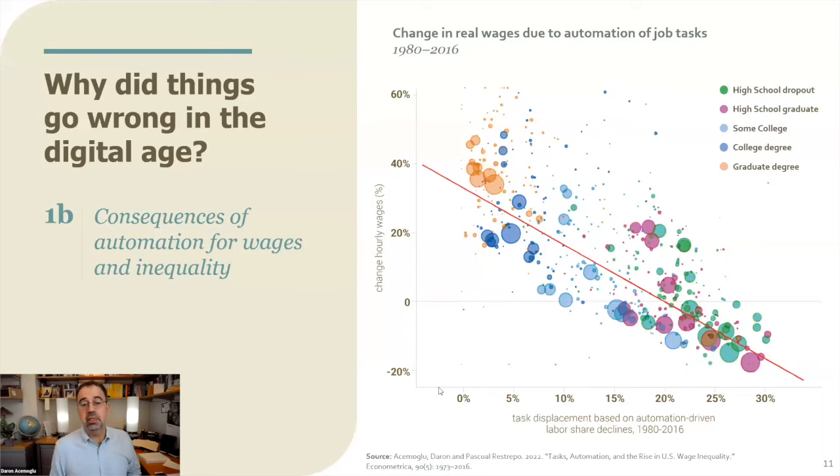And the key right-hand side variable I want to emphasize is automation. On the horizontal axis, I'm showing you Pasquale's and my estimate of the share of tasks that these demographic groups used to perform in 1980 that have since been automated. And you see a really strong relationship here. This variable by itself explains somewhere between 50 to 70% of the between group inequality in the United States. And equally important, all of these groups that are experiencing significant real wage declines post-1980 are those that have experienced a lot of automation.